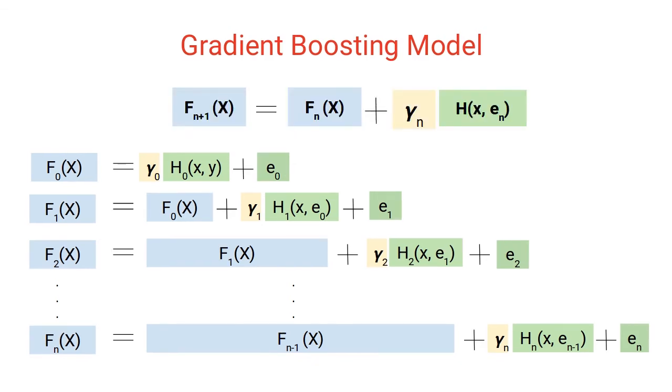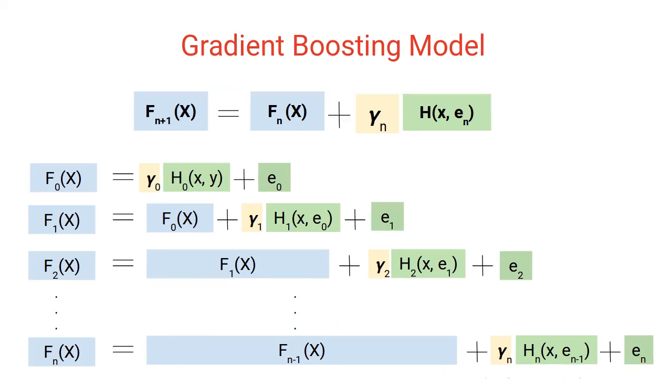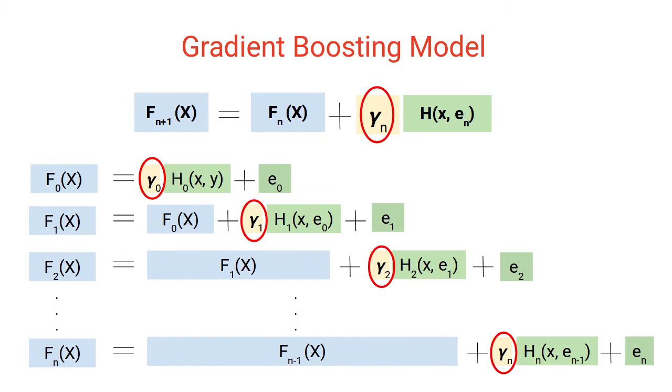A more generalized and commonly known form of this equation would be: the current model F(n+1)(x) is equal to all the previous models Fn(x) which we have built so far, plus the model we are working on, which is h(x), multiplied by the coefficient gamma. So I hope you have a broad idea of how the gradient boosting algorithm works. Now in this video, we'll be focusing on how the value of gamma is calculated.